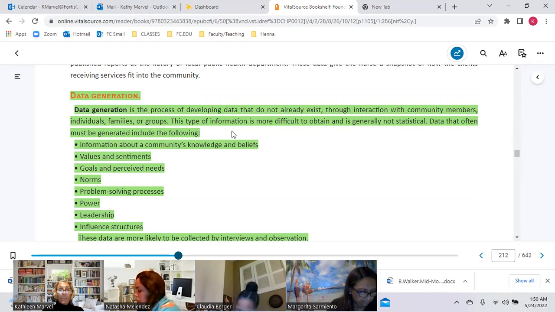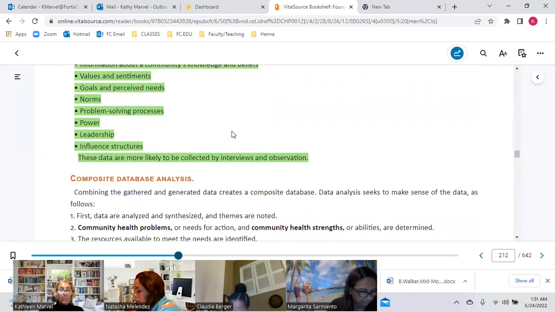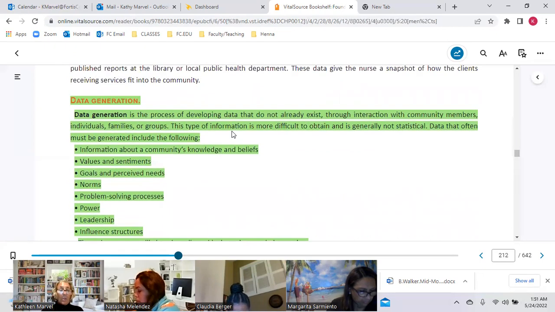Okay, and the way we get this information, here's some examples. We may be looking for what their values and beliefs are, what their goals and perceived needs of the community are, what the norms are. Okay, what's their leadership structure? Okay, so that's data generation. You're going to have to get out and about and talk to people to get that kind of data.